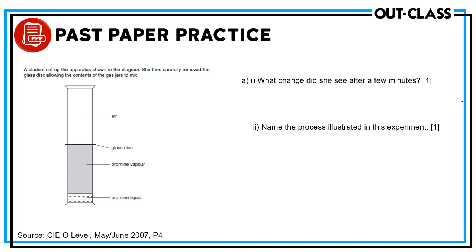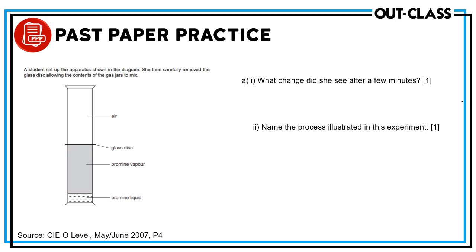As I told you before, bromine is a volatile liquid, but it can quickly change into vapors as it has a very low boiling point. So when you remove the disc, what happens? What change did you see after few minutes? And name the process. After few minutes, both the jars will have a uniform brown color.